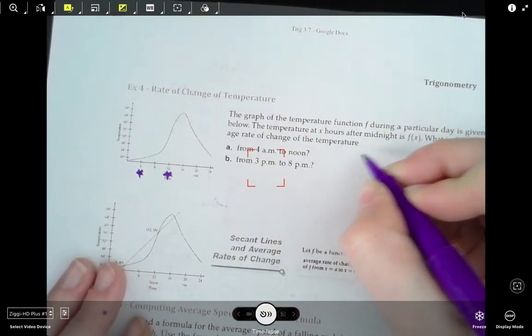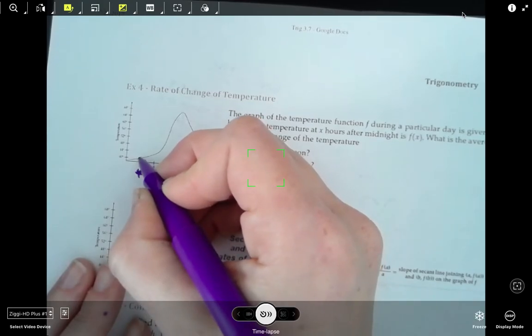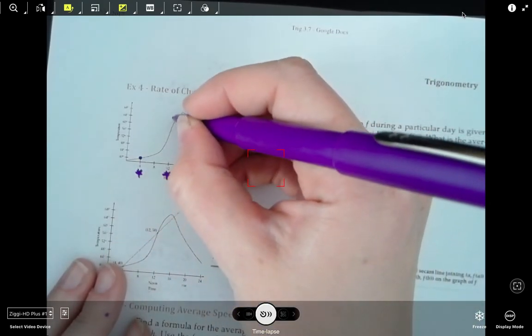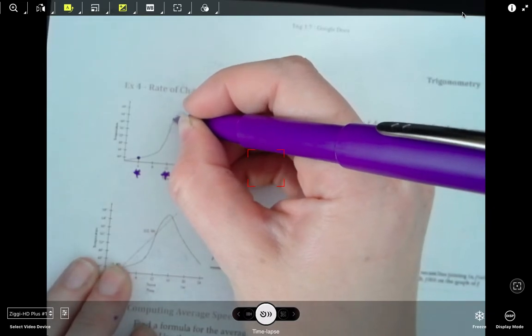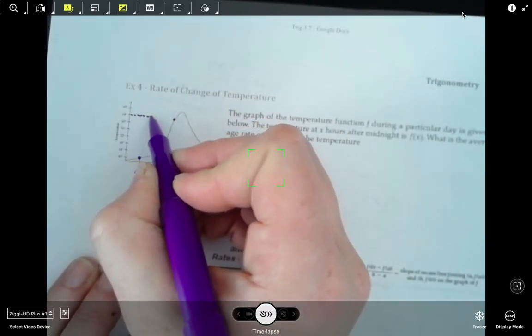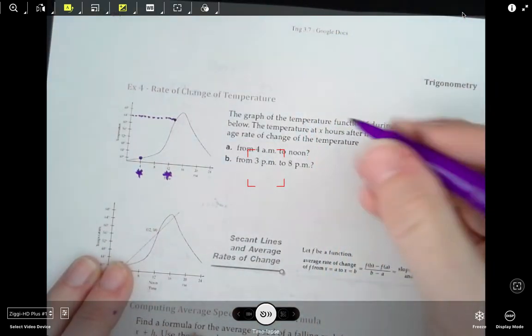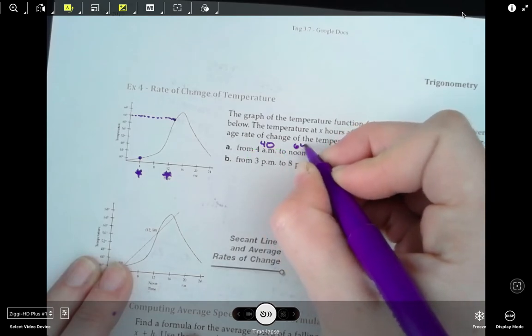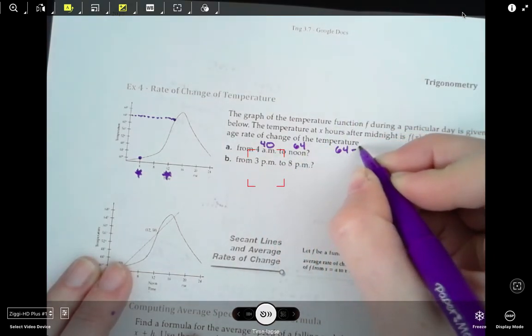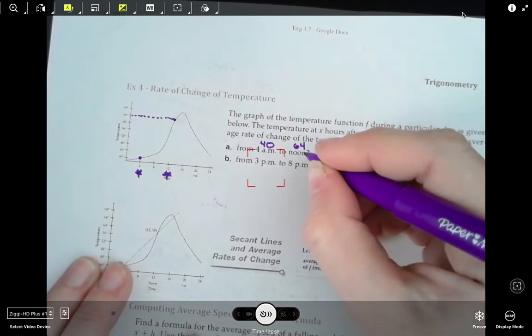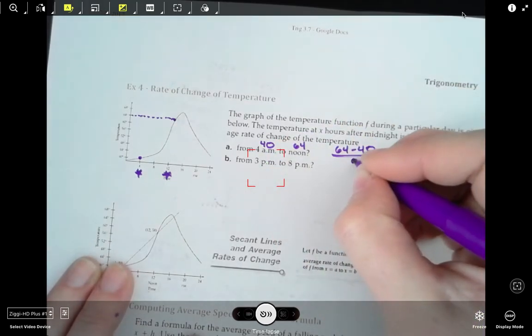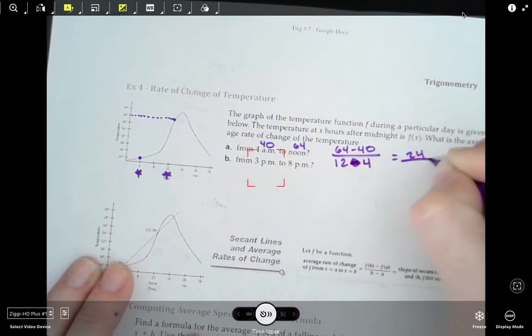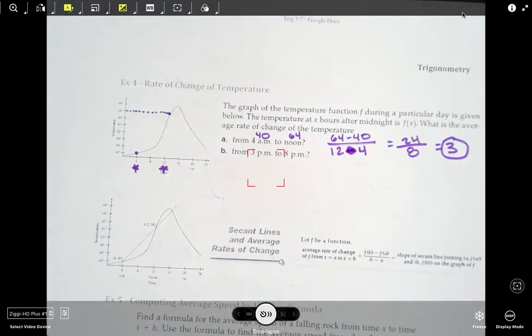So I would say that 4 a.m. is probably at 40 degrees, and noon, oh my, where's noon at? Noon is about there. I'm going to say that's maybe about 64 degrees. So 4 a.m. is at 40, noon is at 64. So we're going to go 64 minus 40 over 12 minus 4, which is 8 hours. 24 over 8 is 3. So on average, in that time interval, it's rising 3 degrees per hour.